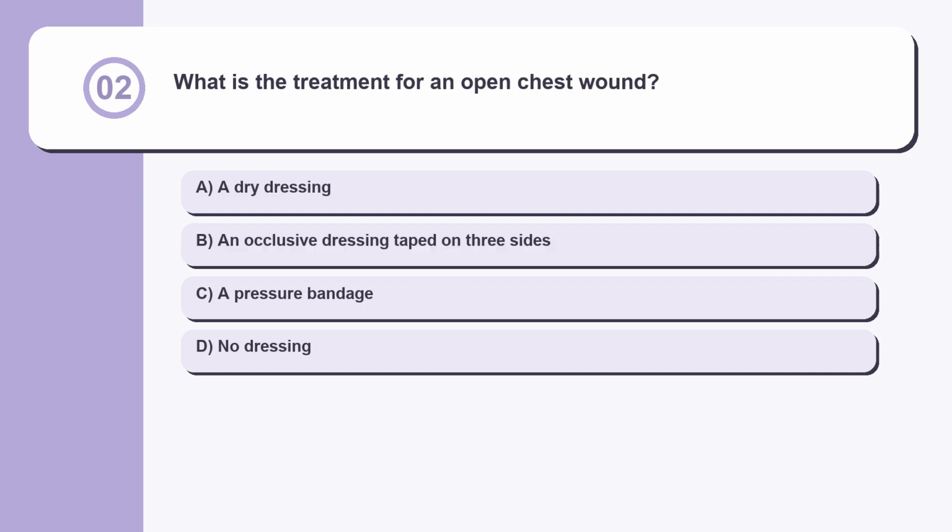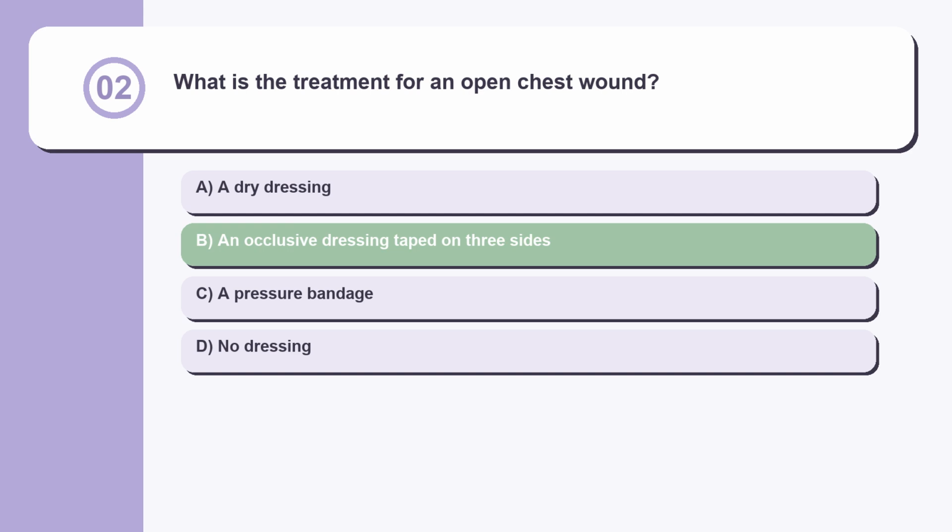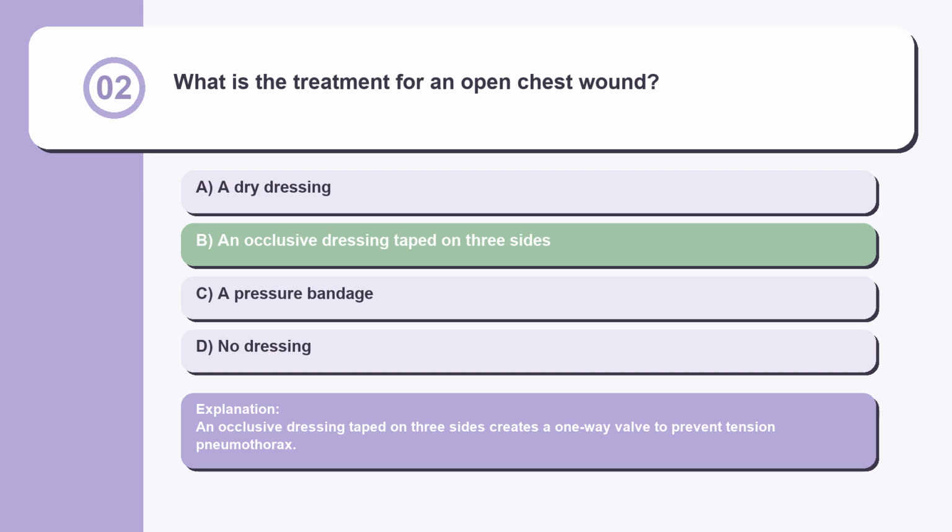Question 2. What is the treatment for an open chest wound? A dry dressing, an occlusive dressing taped on 3 sides, a pressure bandage, no dressing. An occlusive dressing taped on 3 sides creates a one-way valve to prevent tension pneumothorax.